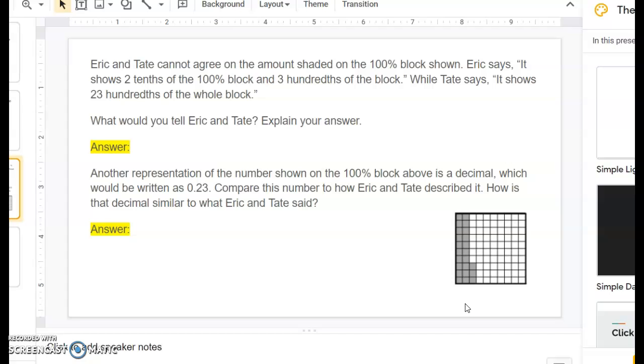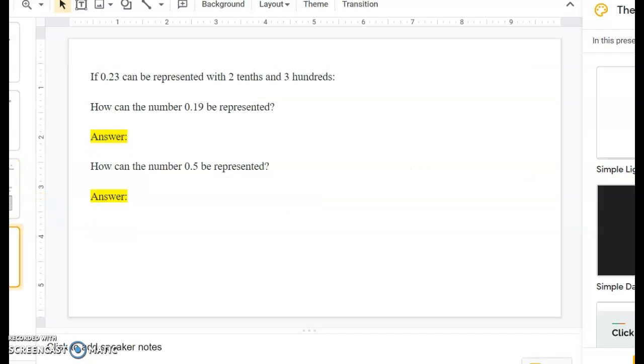Compare this number to how Eric and Tate described it. How is that decimal similar to what Eric and Tate said? So how is this decimal similar to what they were saying?